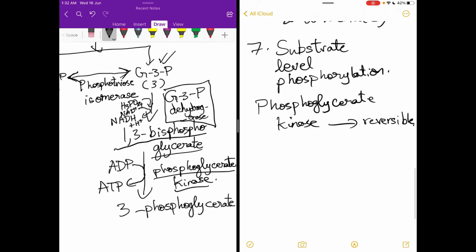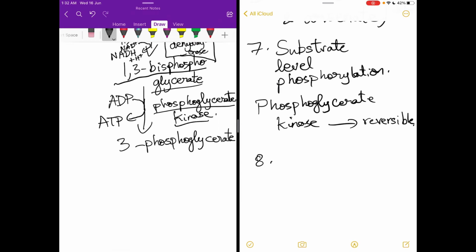Now moving on to the eighth reaction. In this reaction, this phosphoglycerate, which has the phosphate at its third position, carbon 3, is just going to undergo an isomerization reaction and become 2-phosphoglycerate. Basically, the phosphate group is being interchanged from the third carbon to the second carbon. So of course, any isomerization reaction is reversible, so we have to indicate it by a double-headed arrow.